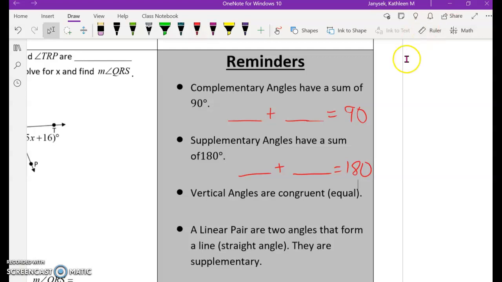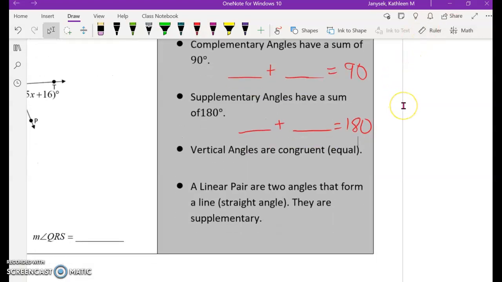And then vertical angles, my favorite, I don't know why, but they are congruent. So let's remember the word congruent means equal. So an angle being equal to another angle.